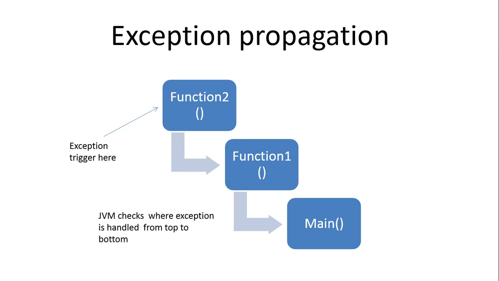Exception propagation: from the main method to function 1, function 2. If an exception is triggered in function 2, it goes to function 1 and to the main method. JVM checks where the exception is handled from top to bottom.